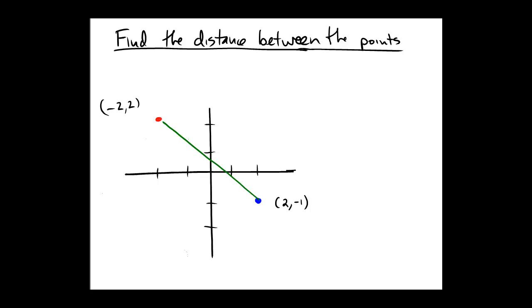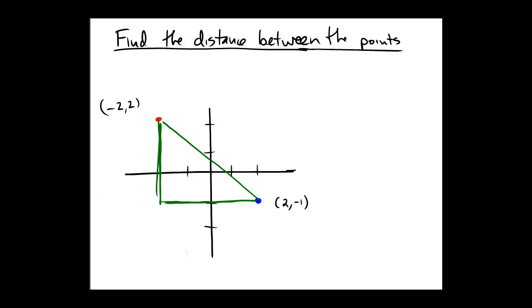So, here we want to find the distance of green, essentially the distance between -2, 2 and 2, -1. So we're going to motivate this by saying it's simpler to find horizontal and vertical distances in the plane. So I'm going to draw in a line here, and I'm going to draw in a line here.